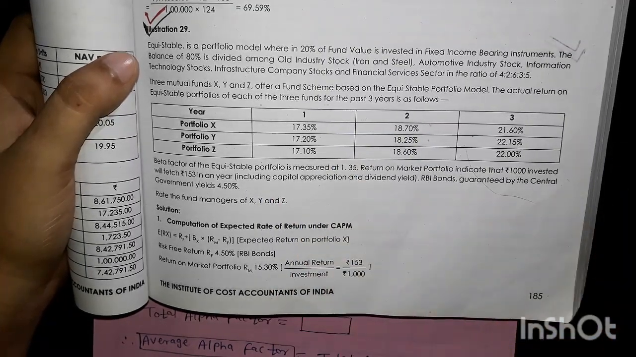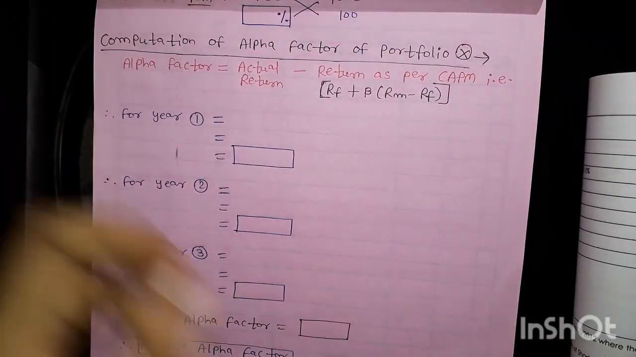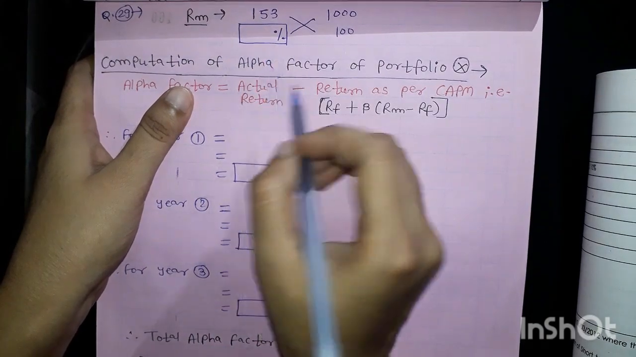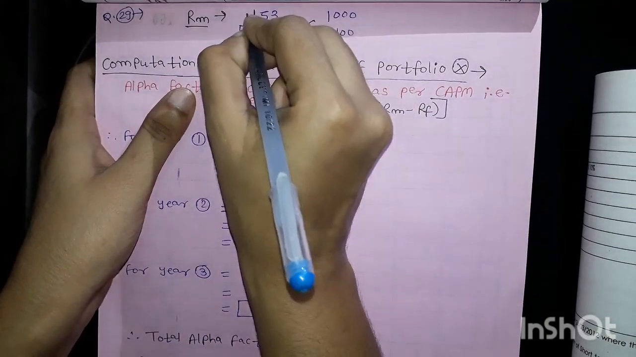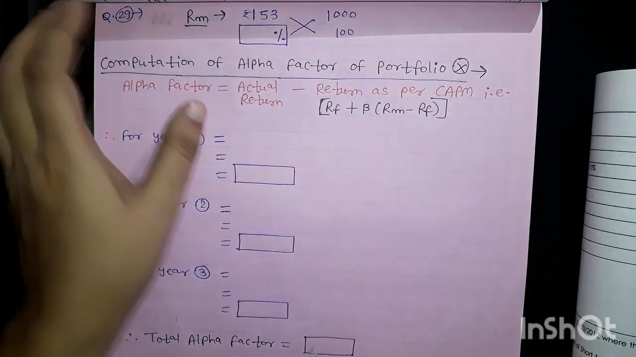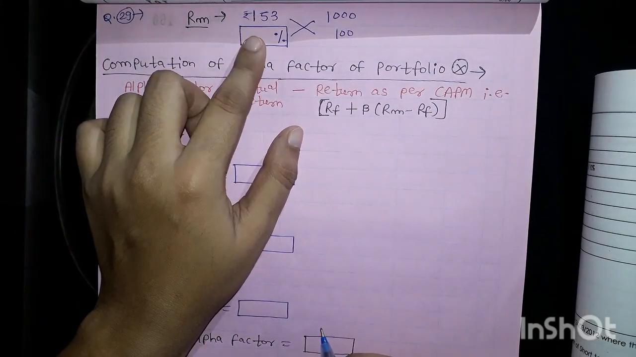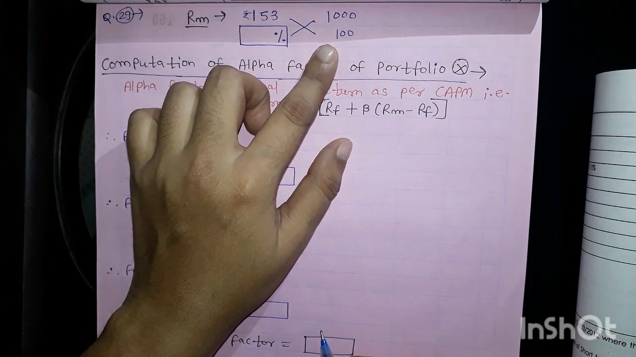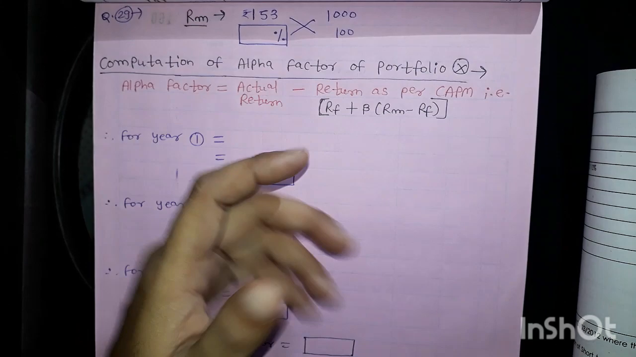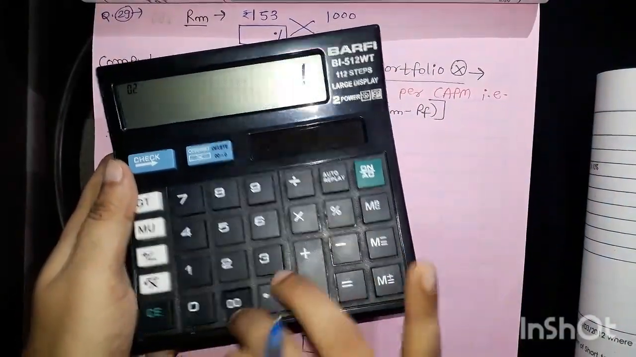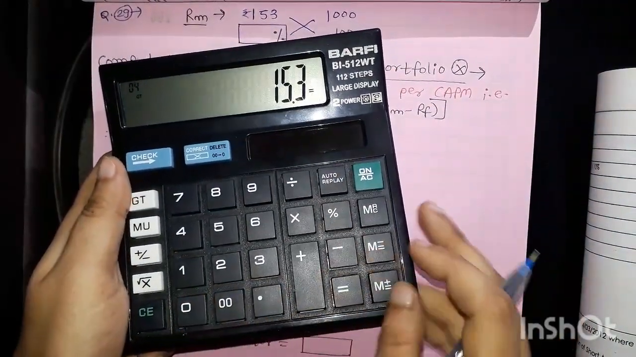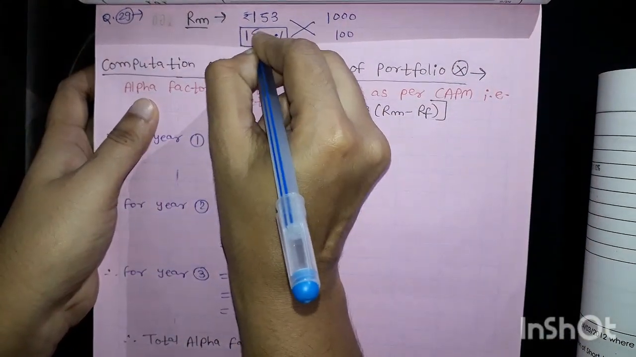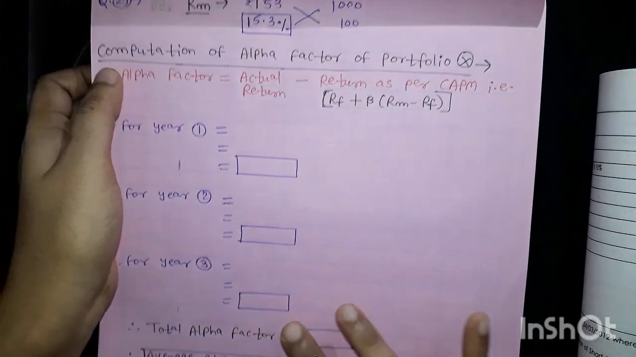In this question, first of all we will find out the RM. RM, that is given in the question, is rupees 153. Rupees 153 will be the return for 1000 rupees. Then we have to find out the percent, so 153 multiplied by 100 divided by 1000, I am getting the percent, that is 15.3. So here percentage 15.3%, so here I got RM.